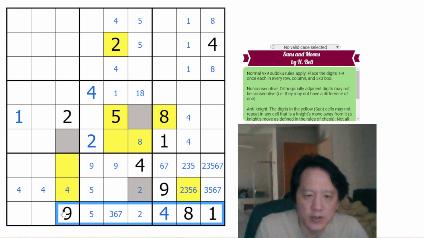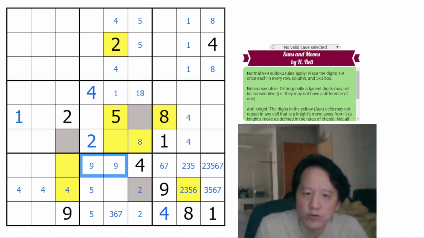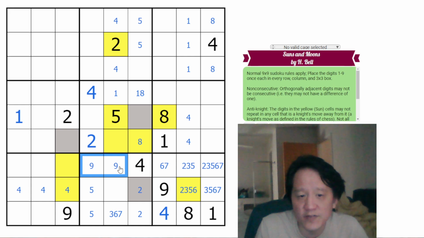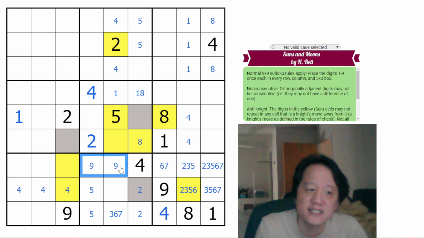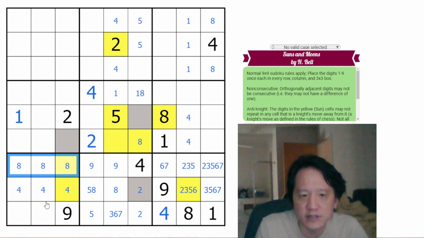8 cannot be here. 8 cannot be here. Oh, we already kind of knew that. 8 cannot be one of these two because it would have to be... Oh, okay. So 8 cannot be here. Cannot be here. And it cannot be here because if one of these is 8, the other one has to be 9, and those are consecutive. Therefore, the 8 has to be here. In addition, the 8 has to be here.